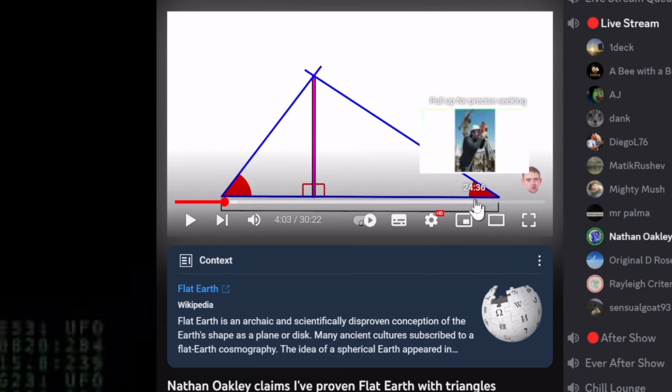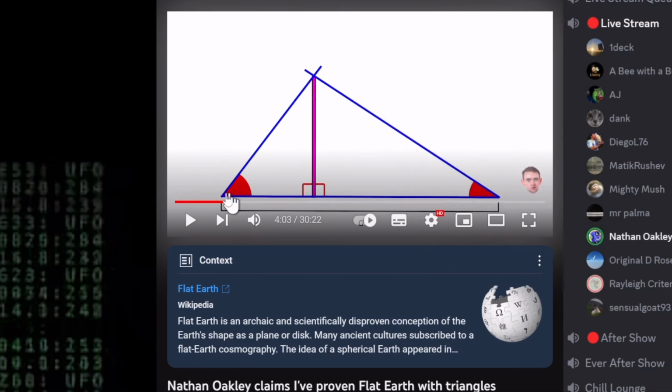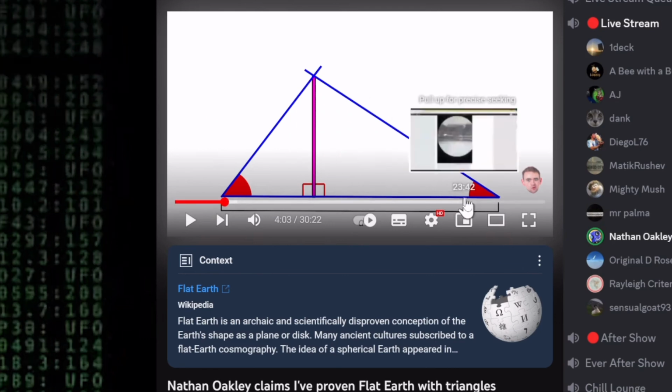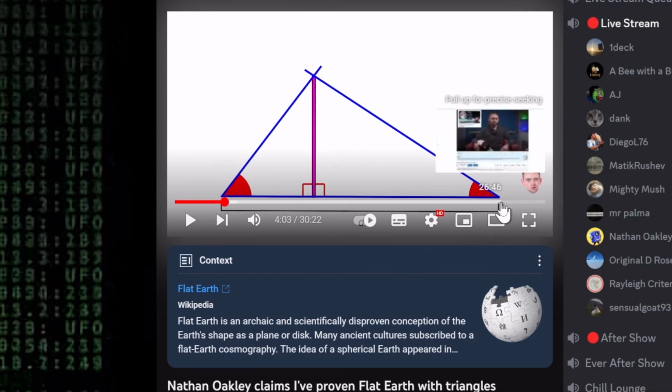Okay, moving forward, I just want the audience to cement that in their mind. If there are any references to baselines, 90s, or angle measurements, it is always and can only be in reference to measurements taken from a flat surface. Facts.